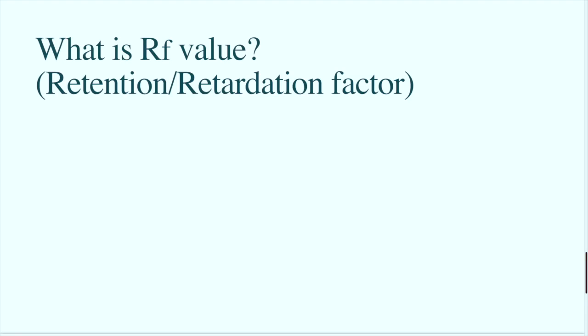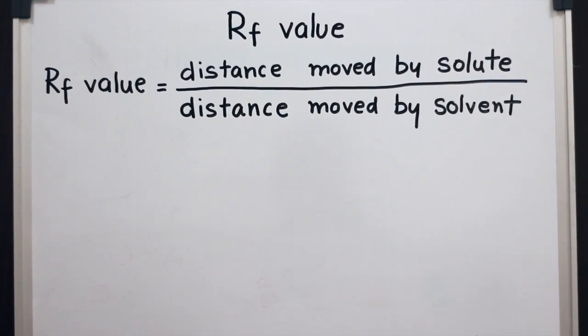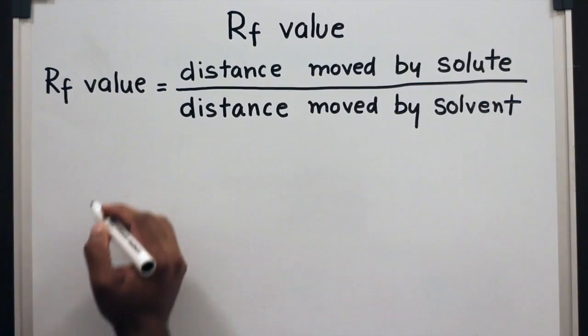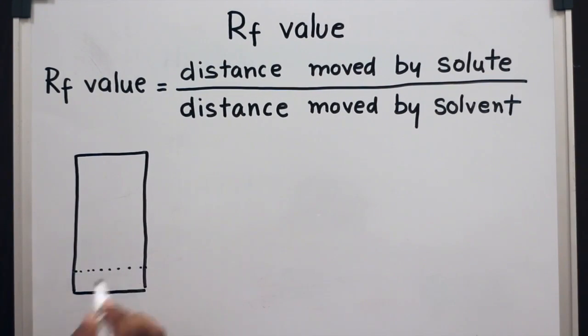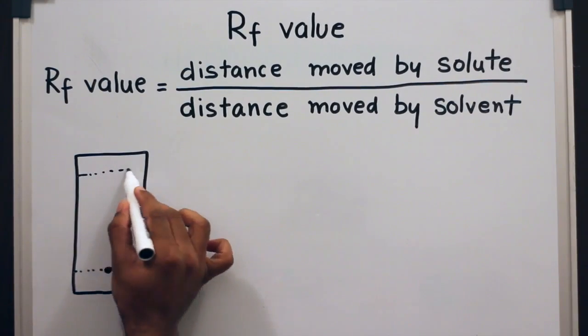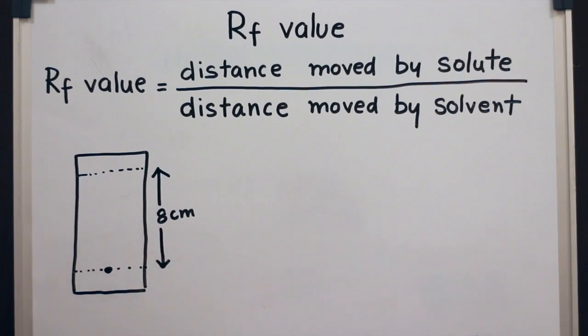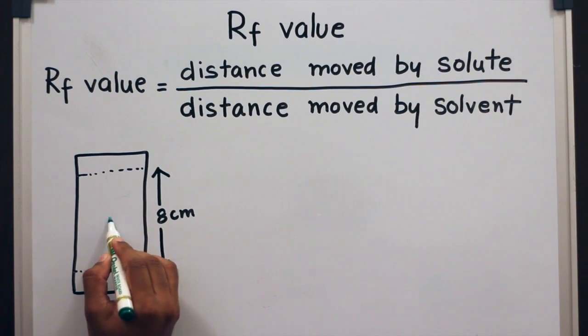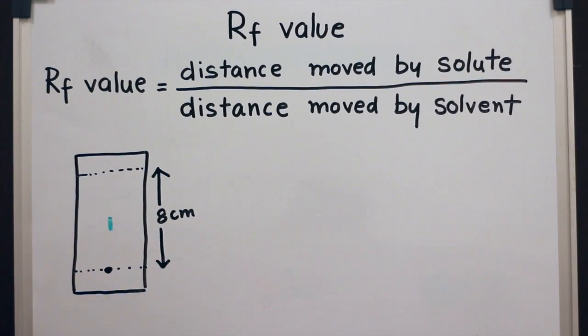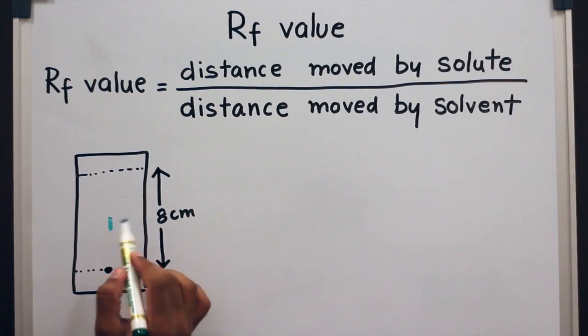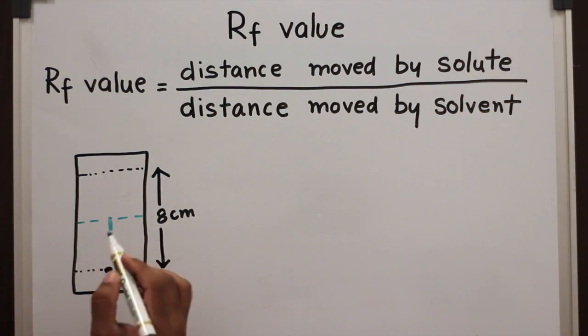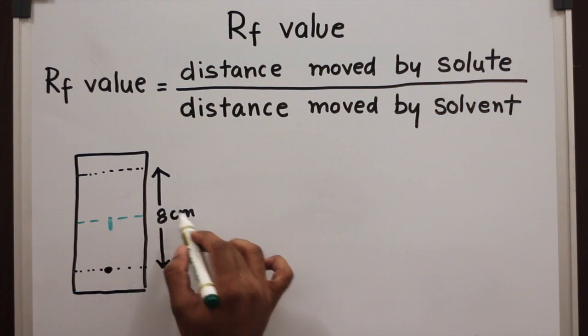We come across a term called RF value in chromatography, which is called retention factor or retardation factor, which can be formulated as the distance moved by solute divided by distance moved by solvent. Now if you take an example of a chromatographic paper having a baseline and the spot, say the solvent has moved up to 8 centimeters on the top of the paper. And you can also see that the solute, which is the component, has moved some distance, and we can measure this distance.